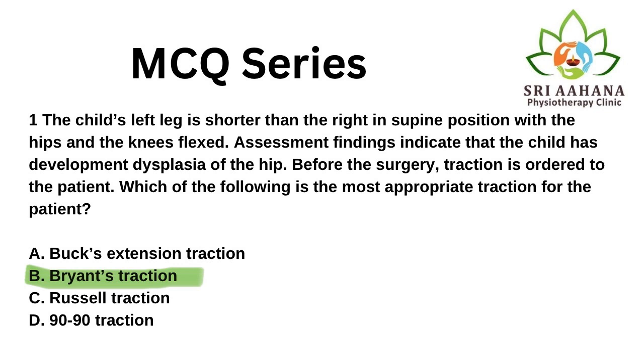Buck's extension traction is more appropriate for hip fractures. Russell's traction is indicated for patients with femur fracture. 90-90 traction is indicated for children with a fracture in the femoral shaft.